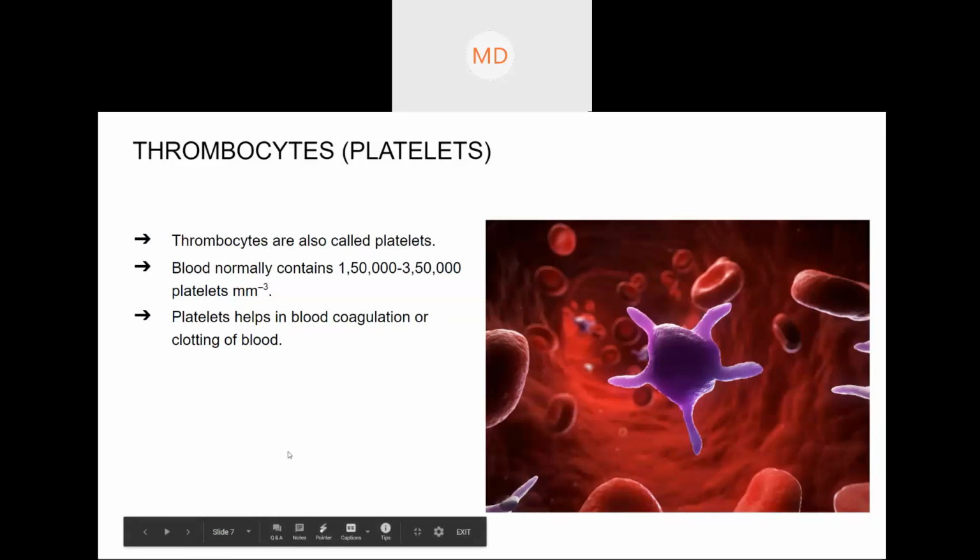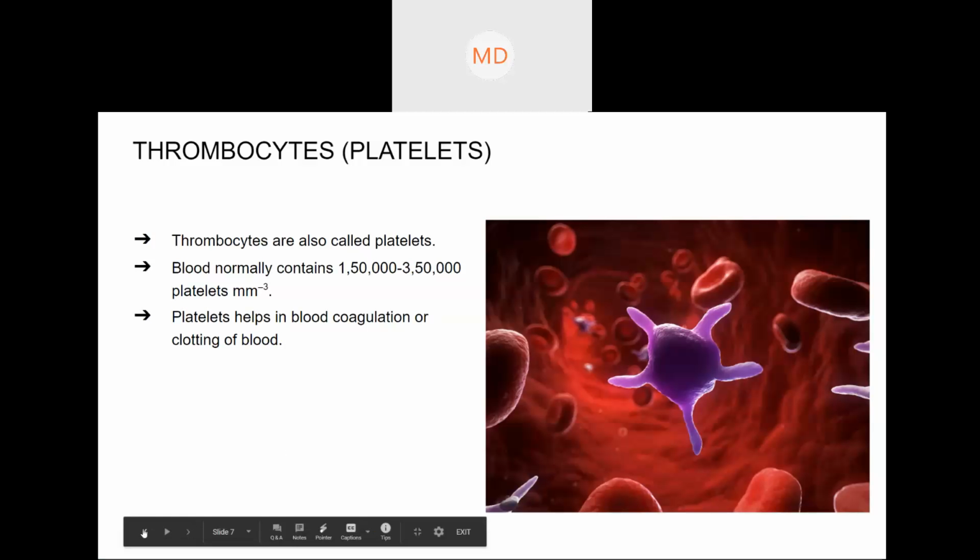Okay, so there may be some tricky questions. If it is asked which type of blood cells help in blood coagulation, don't write fibrinogen. That is not a type of blood cell. You have to write platelets. But if it is asked which protein helps in blood coagulation, you have to write fibrinogen. Proteins, it is fibrinogen, and which type of blood cell, it is platelets.